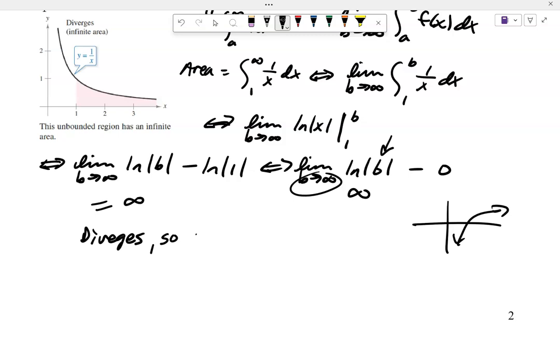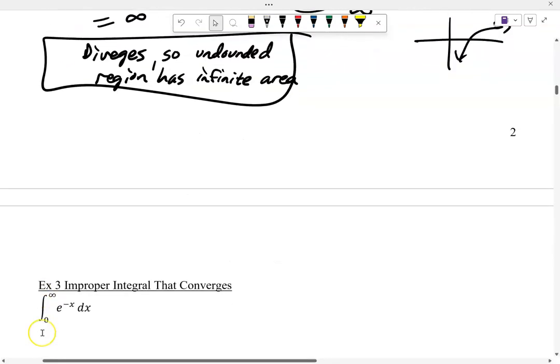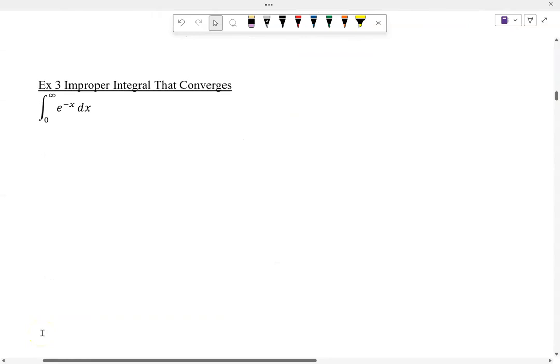So the unbounded region has an infinite area, right? It doesn't converge to a finite value. Again, because that diverges. This is a good you try it problem. If you want to go ahead and pause this right here and try this problem, that'd be great.